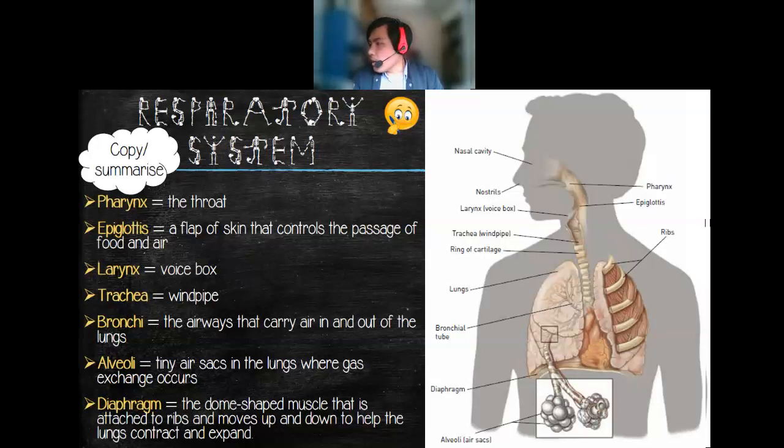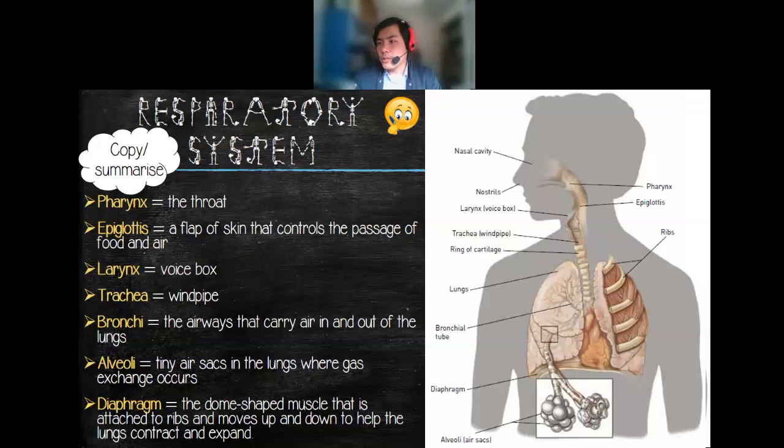You can see that the cartilage kind of surrounds the windpipe. So my challenge for you is have a think about why there would be a ring of cartilage around the windpipe. I'll come back to this later, so I'll give you some time to think.